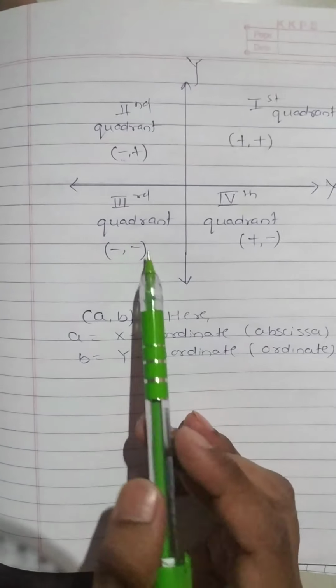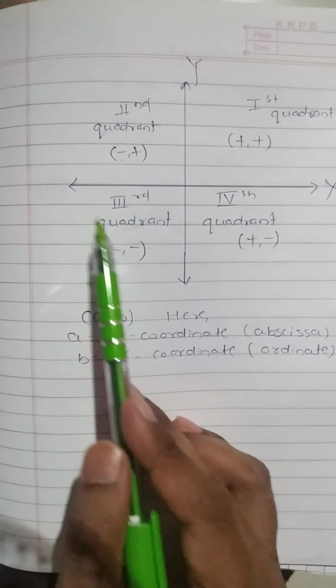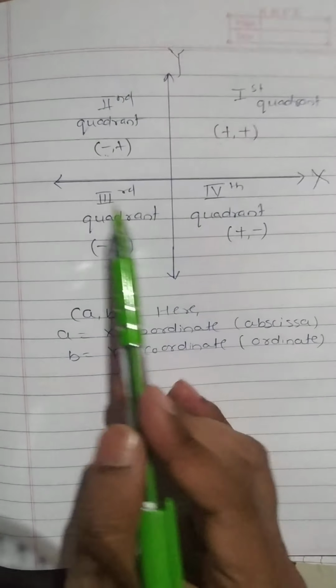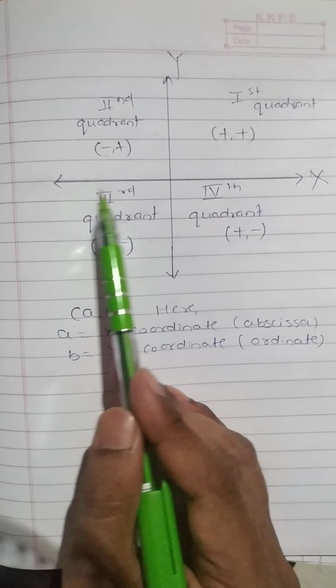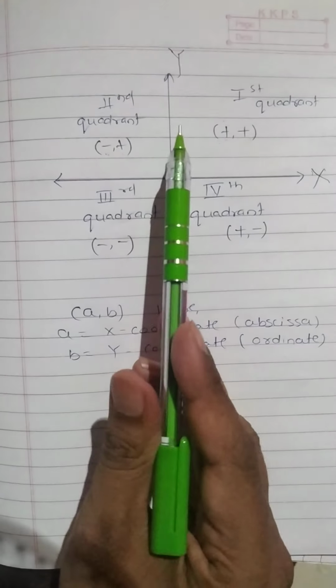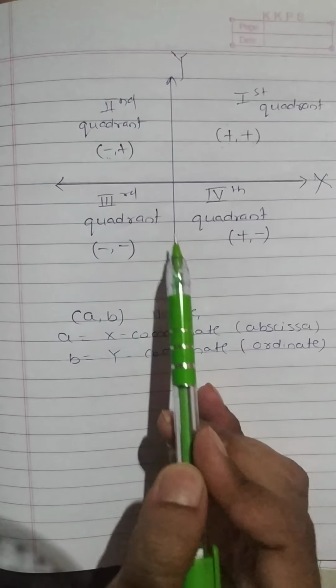In the same way, if we move on to the third quadrant, here dear students, we know that all numbers here are negative, and similarly in the downward direction of the y-axis we get the negative values.